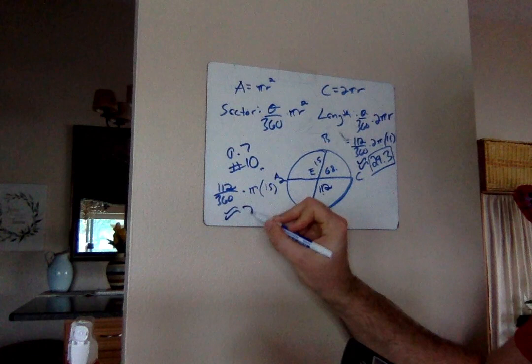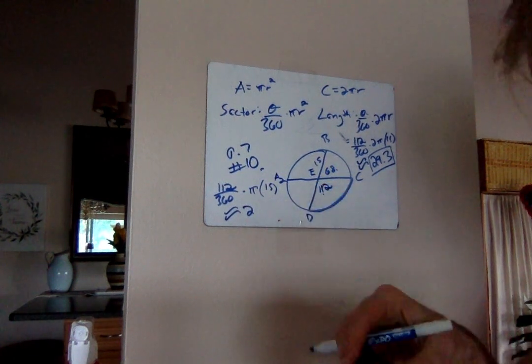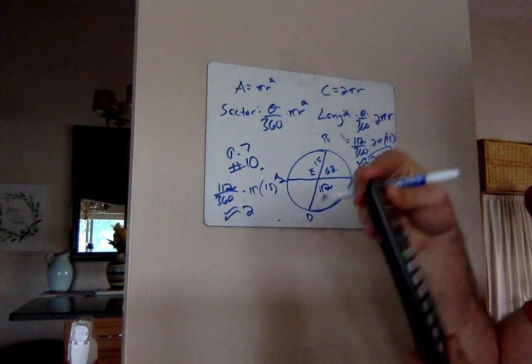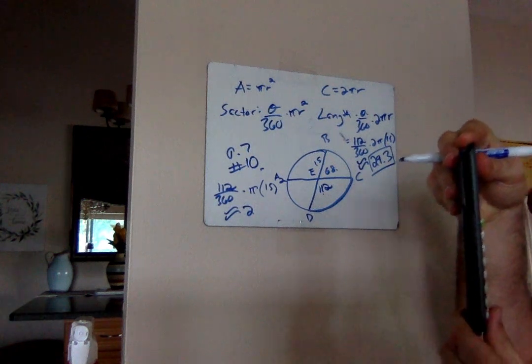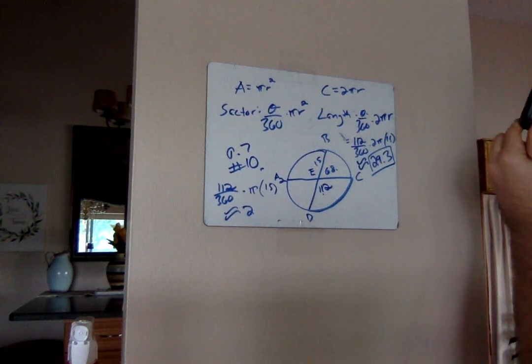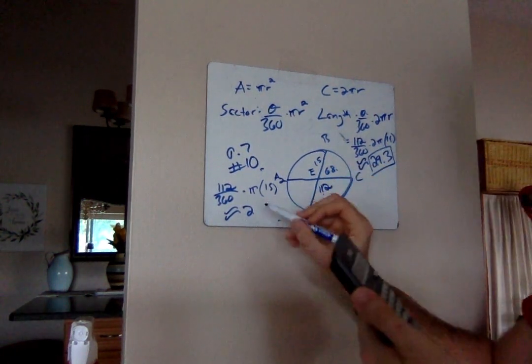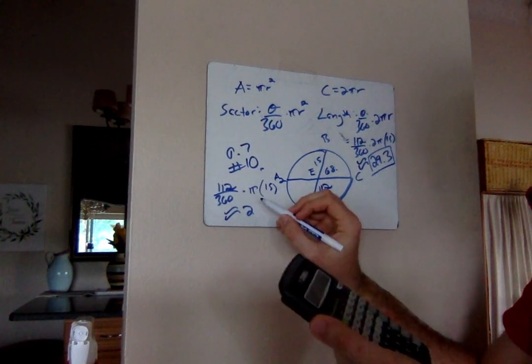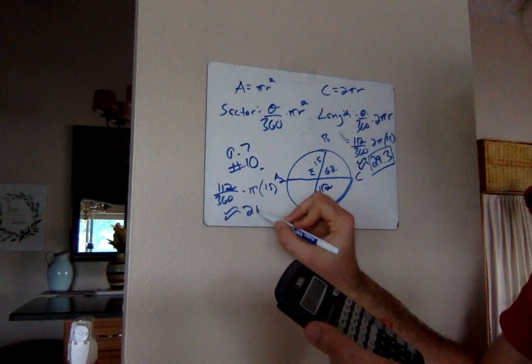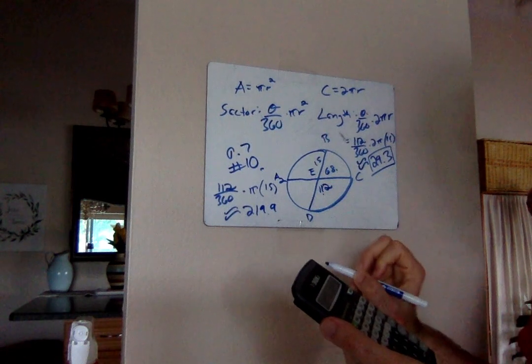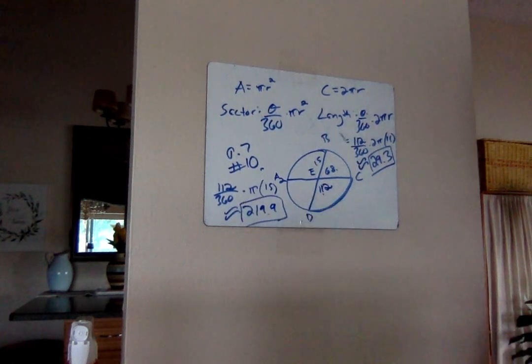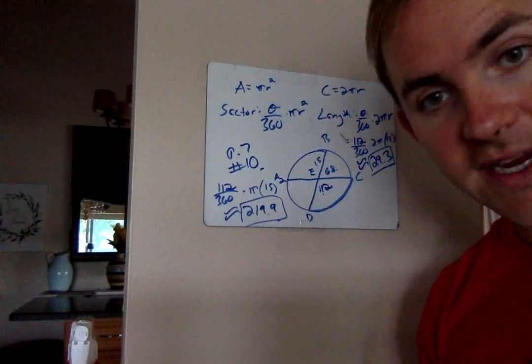And I get, well, this is actually pretty nice. Area of a sector would be, was my calculator working correctly here? Where's my decimal? 219.9. Is that what you guys got? And so that would be what I enter as my answer for the area of a sector.